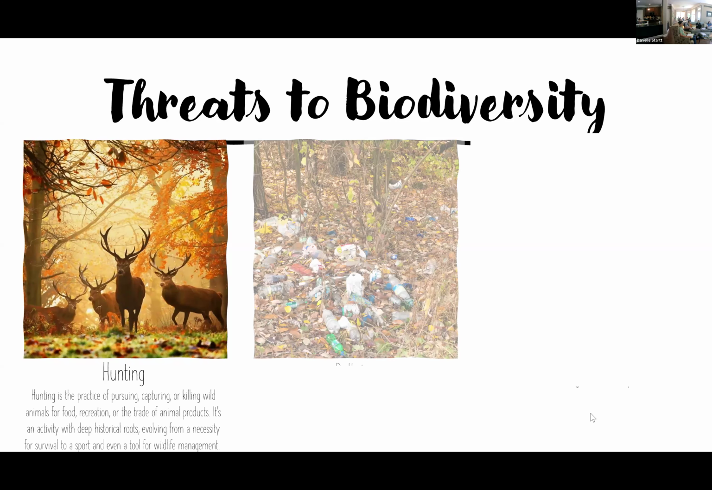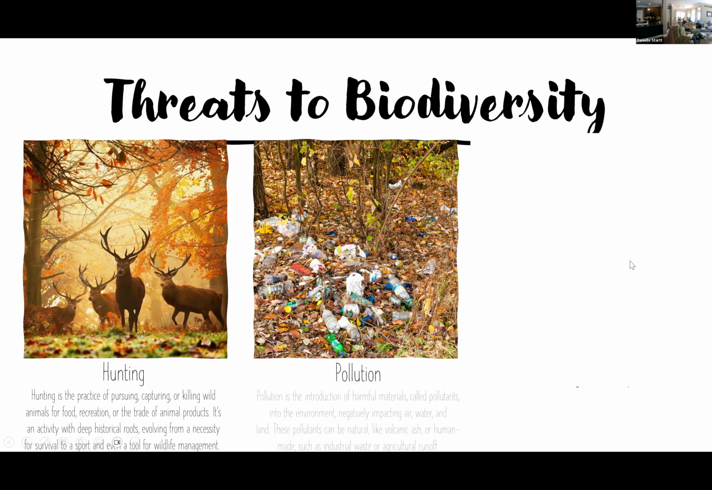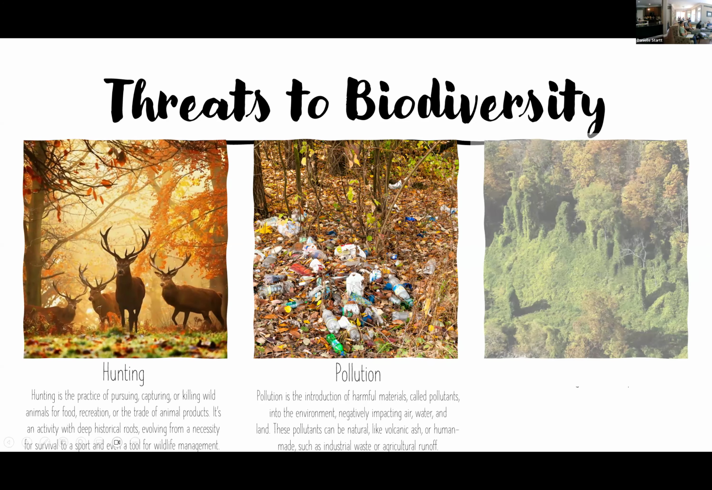It's not good. So then pollution is obviously a threat to biodiversity. Pollution is the introduction of harmful materials, we call those pollutants, right, into the environment, negatively impacting air, water, soil, and land. They can be natural, like volcanic ash and gases, so volcanoes can cause pollution. Or they can be human-made, such as industrial waste, agricultural runoff. Or we keep hearing about microplastics now. That's the big trending topic. Microplastics. What's that?